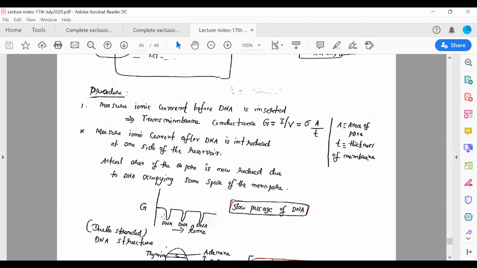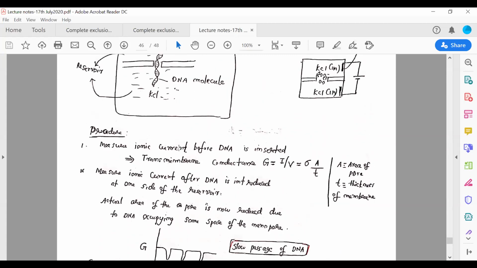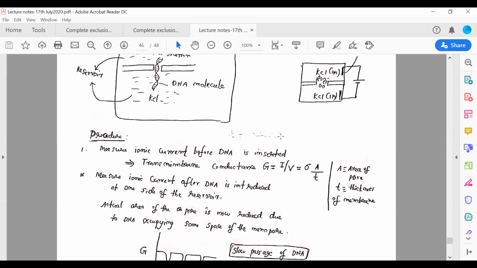Now here there is no fine detail. It is just DNA molecules entering, and then you see a drop in current. But what if this DNA is really slowed down? You make it very slow. And what about the thickness? The thickness is also very small. Fortunately, for graphene, the thickness is 0.34 nanometer.